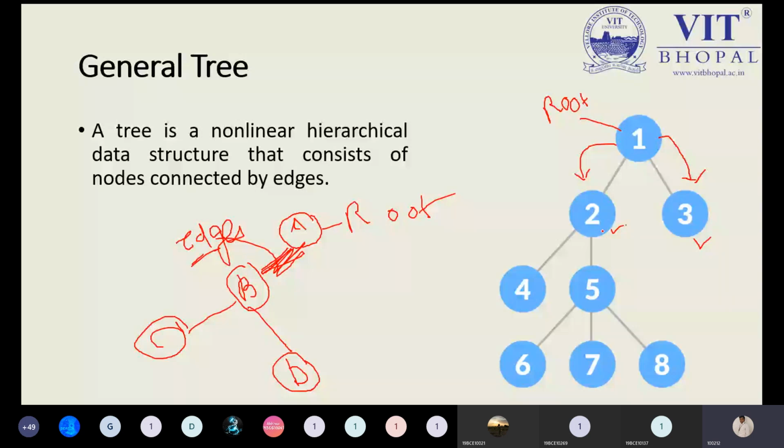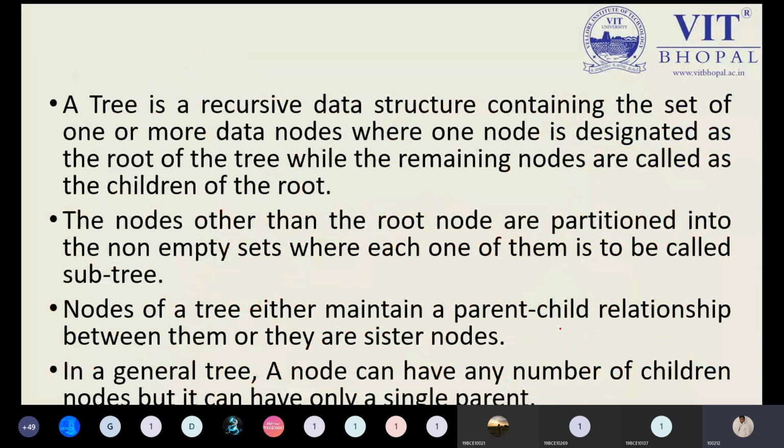Same here, node 2 has two different children, 4 and 5. We can say 4 is a child node and 2 is a parent node, and 5 is a child node and 2 is its parent node. Same here, 5 is the parent node of 6, 7, 8, and 6, 7, 8 are the children of node 5. So this is the representation of the parent-child relationship, or the hierarchy of the parent-child relationship.